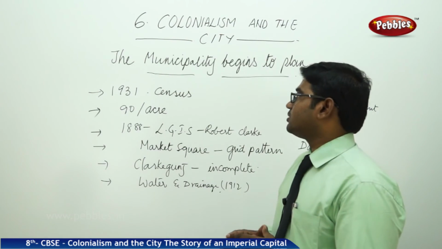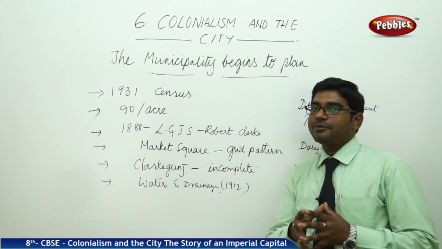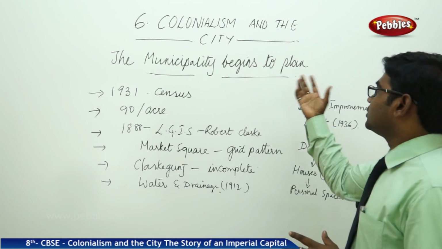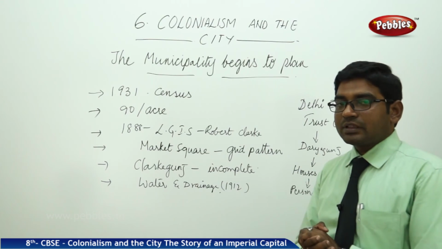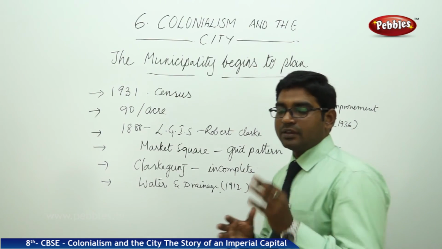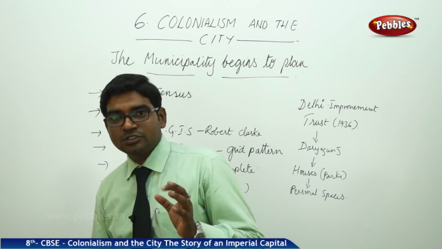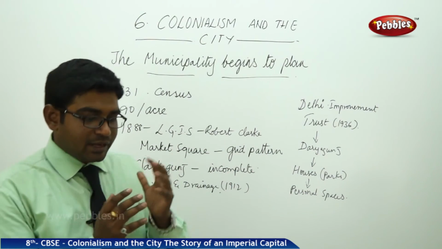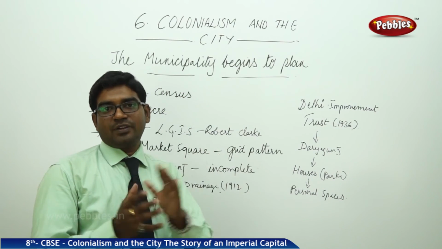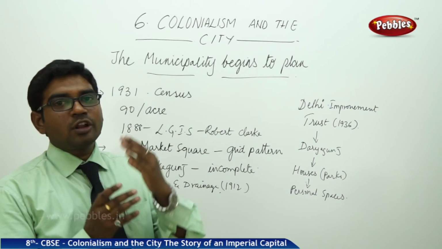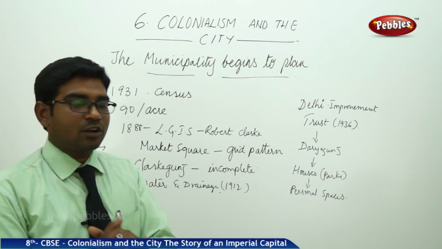Let us now look at the municipality planning, which begins to think about Delhi. In 1931, the census revealed that the population was 90 people per acre. Earlier it was only 3 people who used to stay per acre of land, but now it had gone up to 90 people per acre of land.